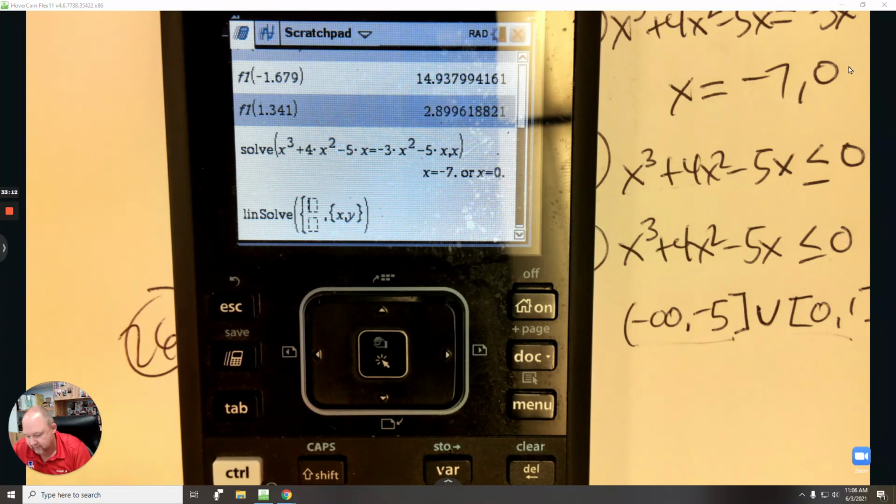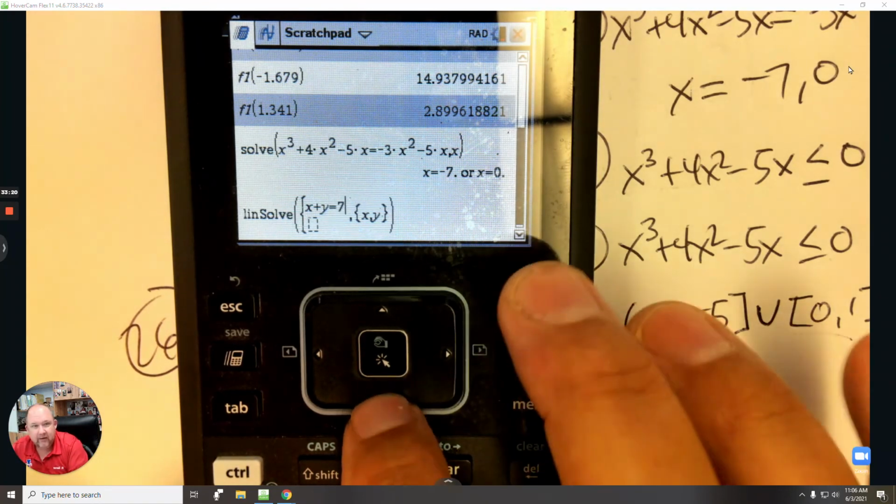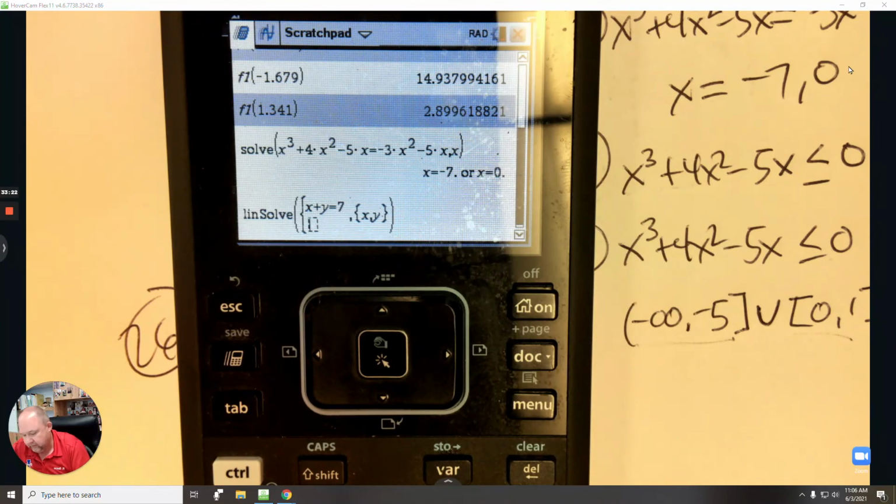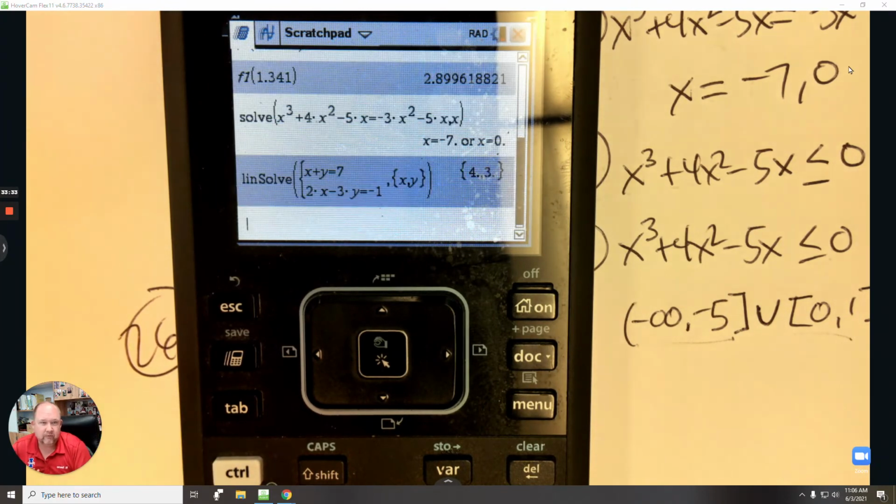So one is x plus y. Again, we're using the keyboard on the bottom. So x plus y equals 7. And the other equation is 2x subtract 3y equals negative 1. That's all. Press Control, Enter, and it'll answer it for you. So the point of intersection is at 4, 3.